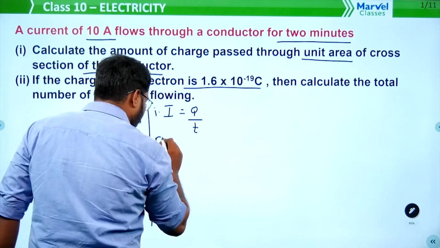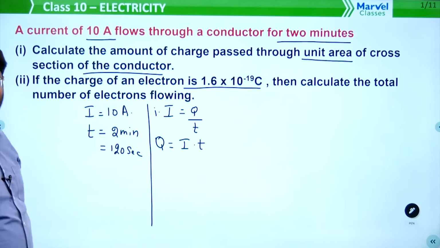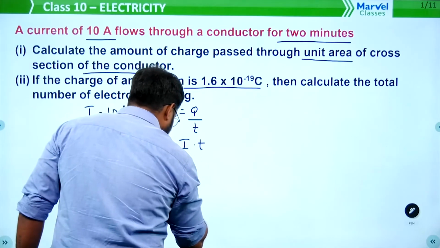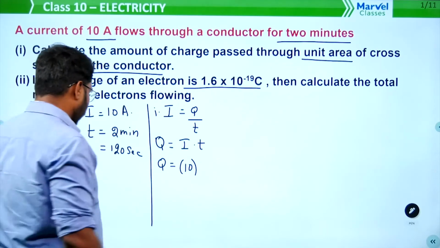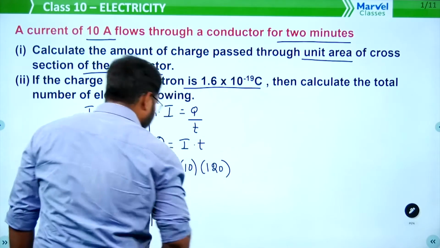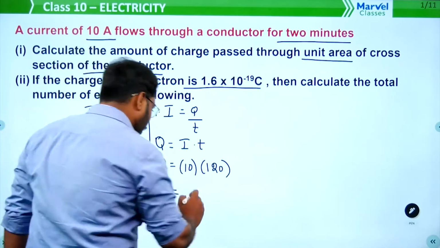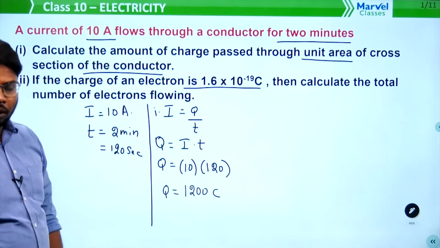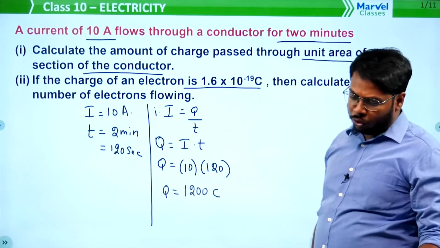So, Q is equal to I into T. What is I here? I is 10 and the time is 2 minutes, which is 120 seconds. So, the total amount of charge that is going to flow in 2 minutes is 1200 coulombs. This is the amount of charge that is going to flow through.